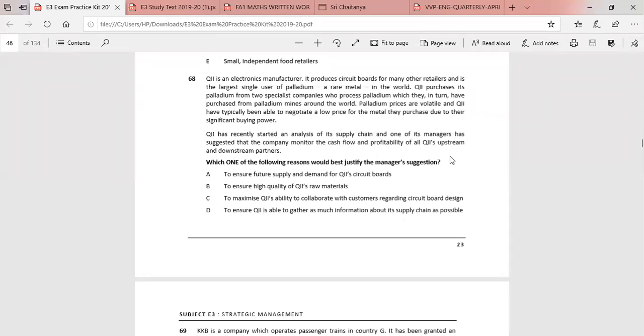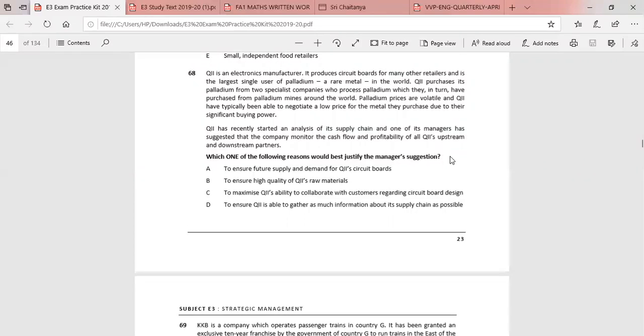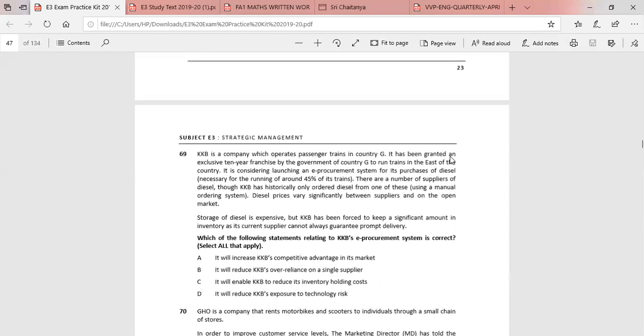They want to consider both upstream and downstream partners. So what is the correct option? When they want to be connected with the upstream and downstream partners, which one of the options would be the correct one? A. Both the supply part and demand. The other options are not so. So that's why A is the right answer. Both the supply and demand of QII's circuit boards is taken care of.